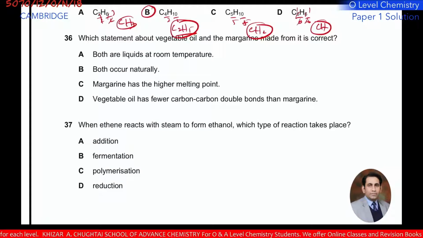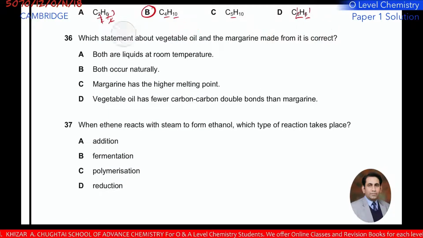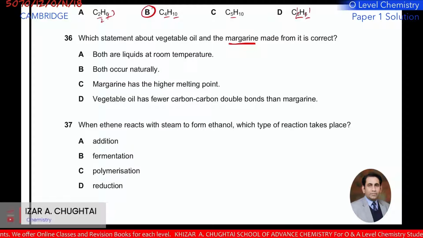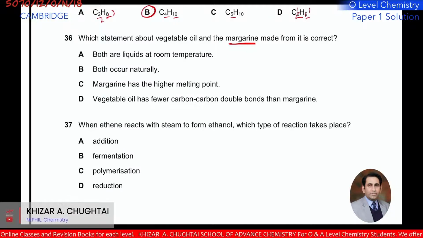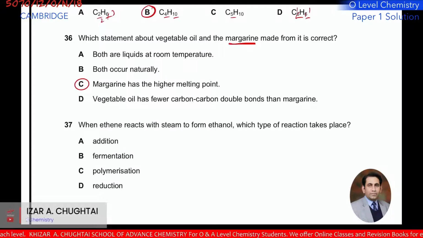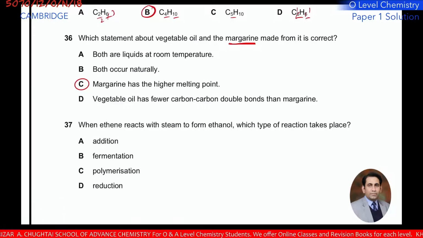Question number 36. Which statement about vegetable oil and the margarine made from it is correct? Both are liquid at room temperature? No. Margarine is solid at room temperature. Both occur naturally? No. Margarine is made from the vegetable oil. Margarine has the higher melting point. Yes, it is true. Margarine has a higher melting point than that of vegetable oil. Yes, it is correct. So D is the correct option.